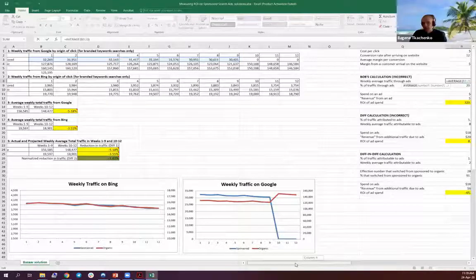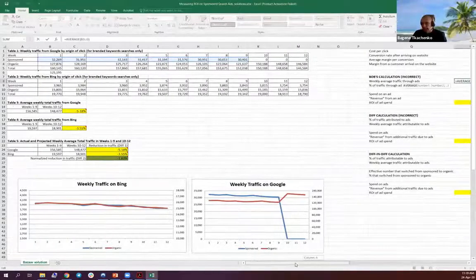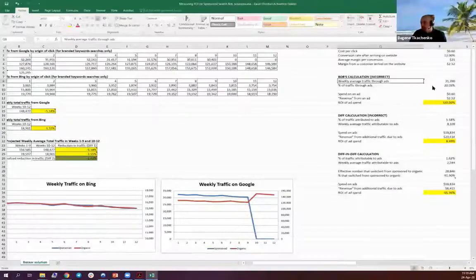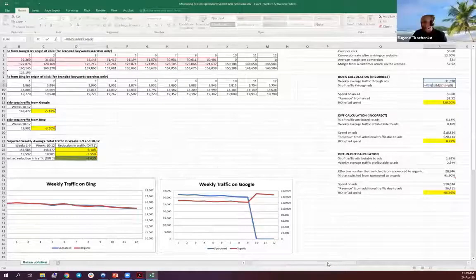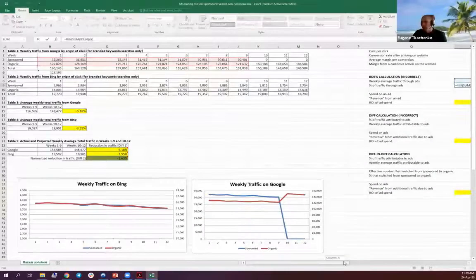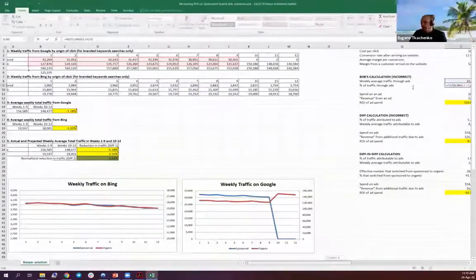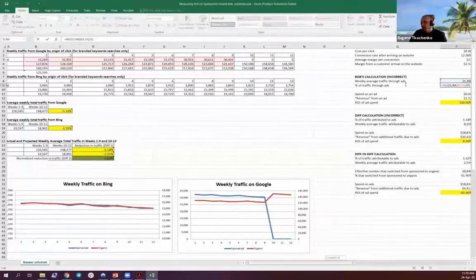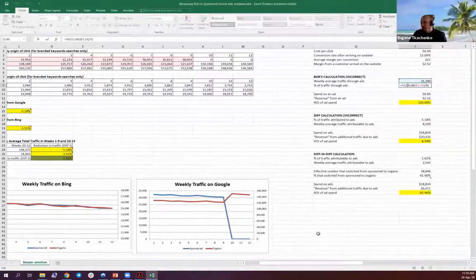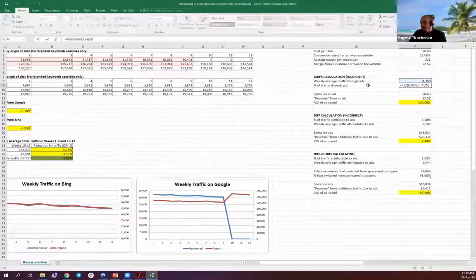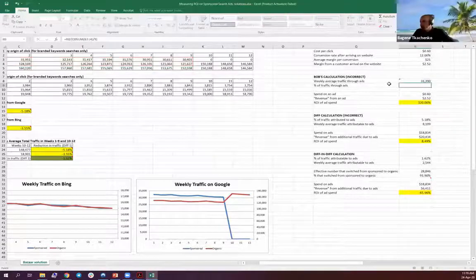Again, it's just my example, and the way you calculated it may have been different. That's the reason I just wanted to have a brief chat about it. So we have the average traffic in Bob's calculation, and we have the average percentage of the traffic through ads. Basically, the sum of all traffic for both sponsored and organic was divided by weeks, giving the total weekly average traffic, and then the ad traffic was taken as a percentage.